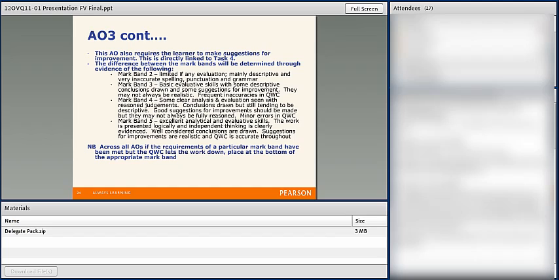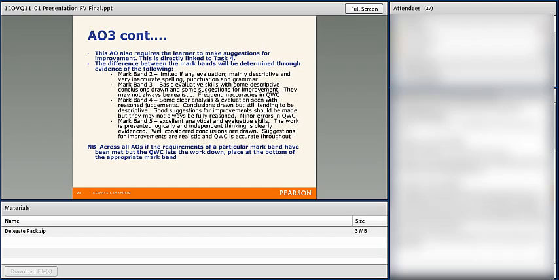That is what gets them into mark band 5. Excellent analytical and evaluative skills. The work is presented logically, independent thinking is clearly evidenced, well-considered conclusions have been drawn, and suggestions for improvements are realistic and are justified throughout. And again, the quality of written communication is accurate throughout.